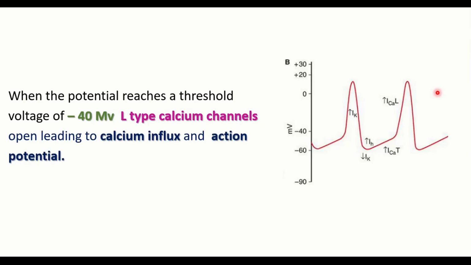When the potential reaches a threshold voltage of minus 40 millivolt, the L-type calcium channel opens, leading to calcium influx, resulting in action potential. So till here it is called the pre-potential or pacemaker potential, and at this point they have reached the threshold potential of minus 40 millivolt, which results in the opening of the L-type calcium channel, leading to action potential. Now, as I have already said, at the peak of the action potential there will be opening of the potassium channel, leading to potassium efflux and repolarization, and the membrane potential reaches the baseline, which will again trigger the next impulse by opening of the funny channel, leading to sodium influx.